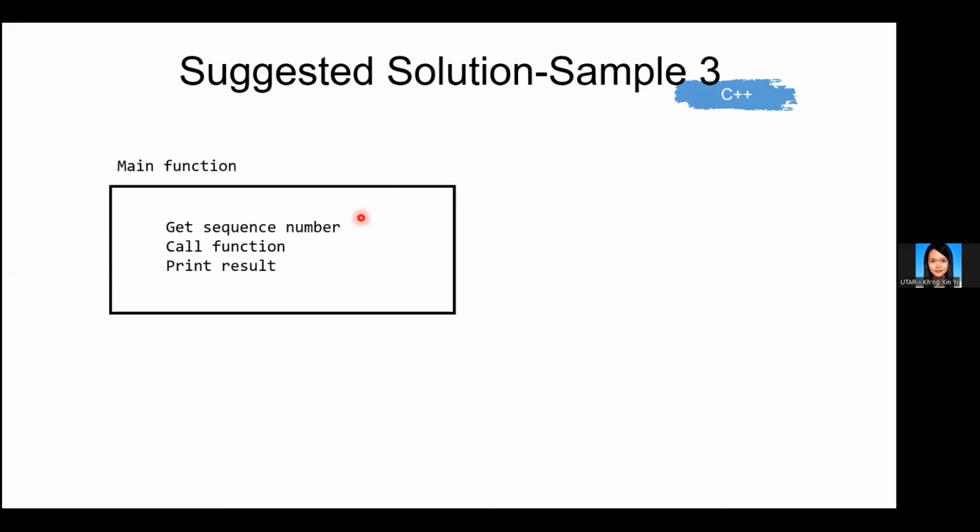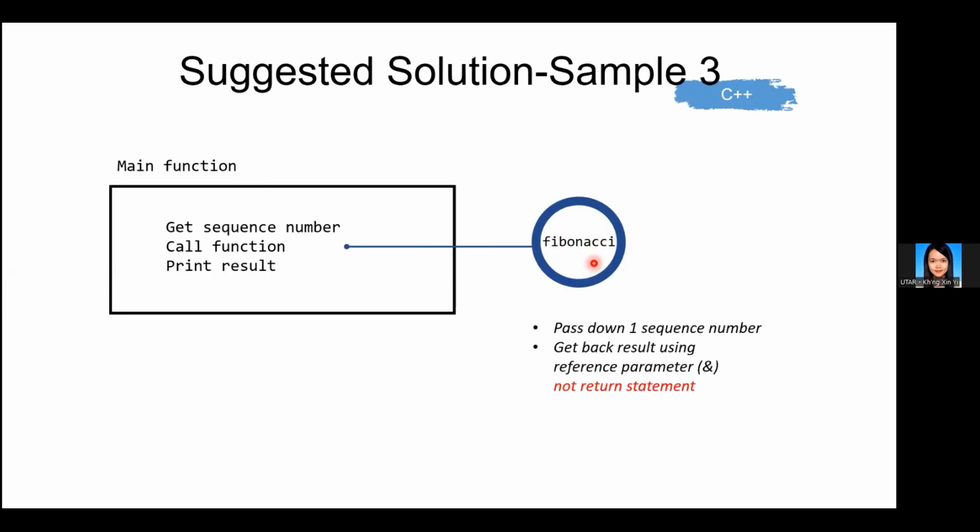Of course, the first thing, you have to get the sequence number. What is the sequence number required by the user? For example, 6. Okay. Then after that, we will call the function. The function we just call Fibonacci. We are going to use the function to find the Fibonacci number according to the sequence number keyed in by the user. Okay, so for this case, I will need to pass down the sequence number keyed in by the user to the function to do the calculation, right? So I will pass down one sequence number, just one piece of information. Okay, then after that, how can we get back the result?